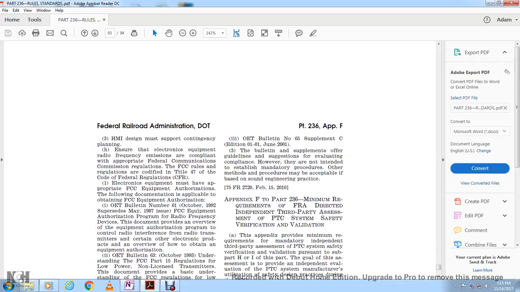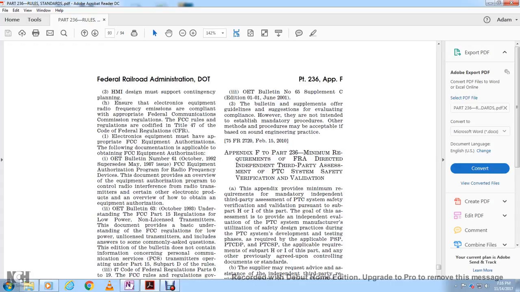The radio frequency device document provides the overview of the equipment authorization program to control radio interference from radio transmitters and electronic products, and an overview of how to obtain the equipment authorization. The OET Bulletin 63, October 1993, covers the FCC Part 15 regulations for low-power non-licensed transmitters. The document provides the basic understanding of the FCC regulations.